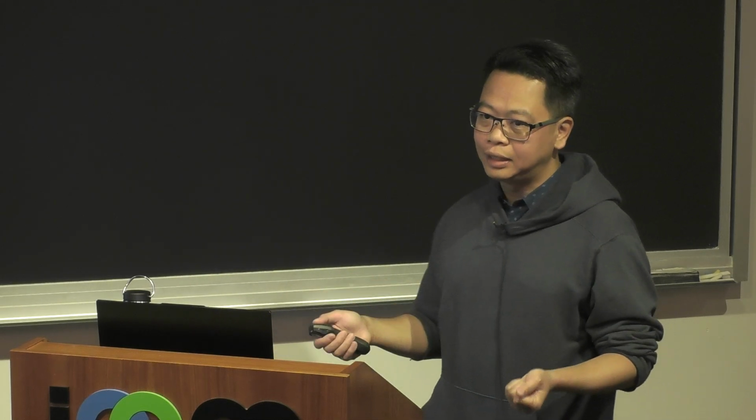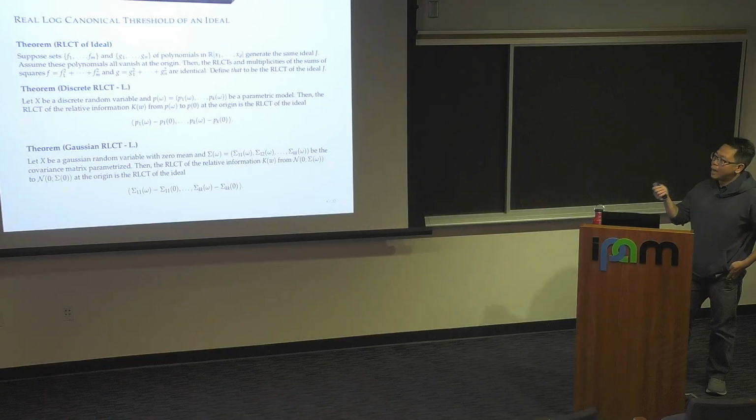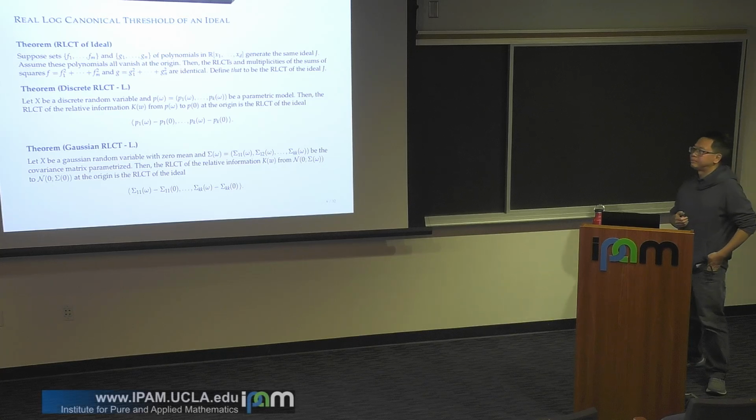Because they're identical, it doesn't matter which set of generators we're picking. We can just define the RLCT of the ideal to be the RLCT of the sum of squares of its generators. So this goes to show that this RLCT has some wonderful algebraic geometric properties. It is an algebraic geometric invariant in the sense that it does not depend on how you parameterize the model, or how you parameterize your functions, or how you pick generators for your variety, if you understand what a variety is, and it's going to give you the same number.